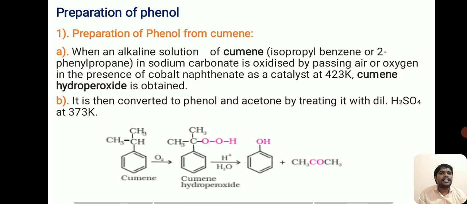In the next step, that cumene hydroperoxide is converted into phenol and acetone by treating with dilute sulfuric acid at 273 Kelvin.